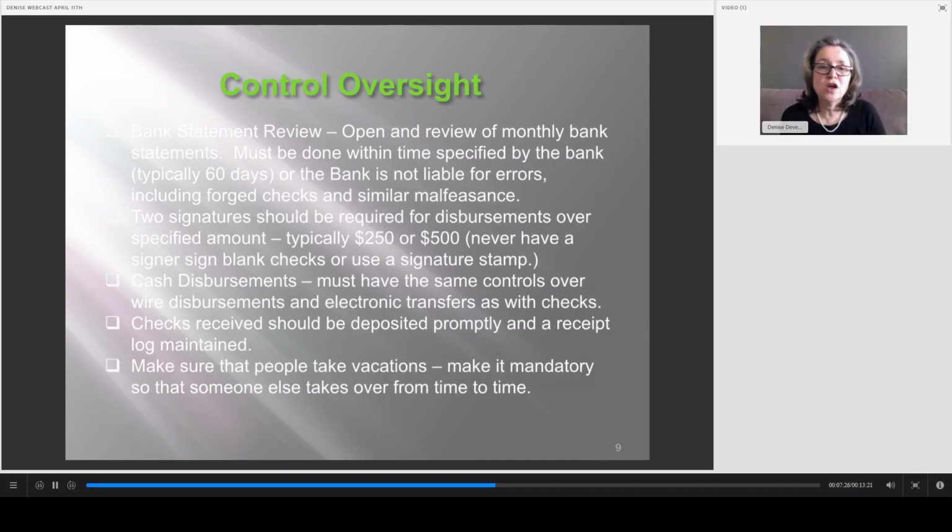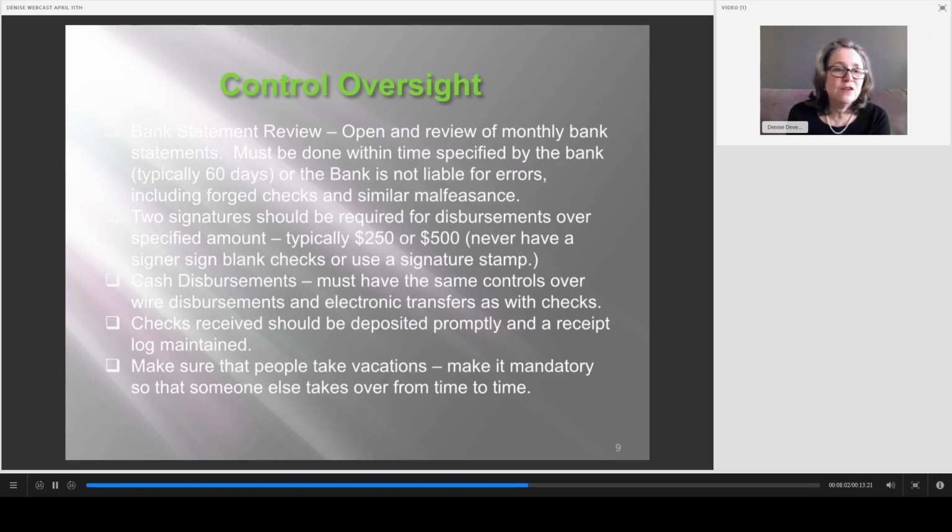Examples of strong controls. The bank statements should be opened and reconciled promptly, and that should be done outside of your regular accounting personnel in a small organization. Best practice is to do it immediately, or at least in the same week. Don't let it linger, because the more on top of it you are, the better off everyone is. Require 2 signatures on checks over a certain amount, typically $250 or $500, depending on the size of your organization. Never, ever sign blank checks. It's just not a good practice.